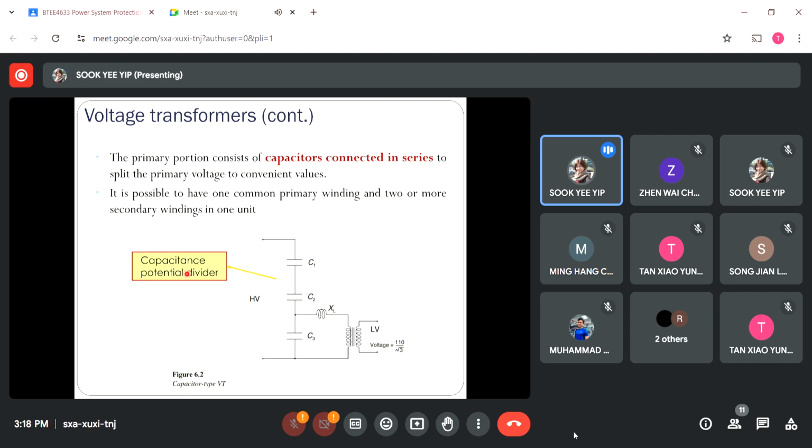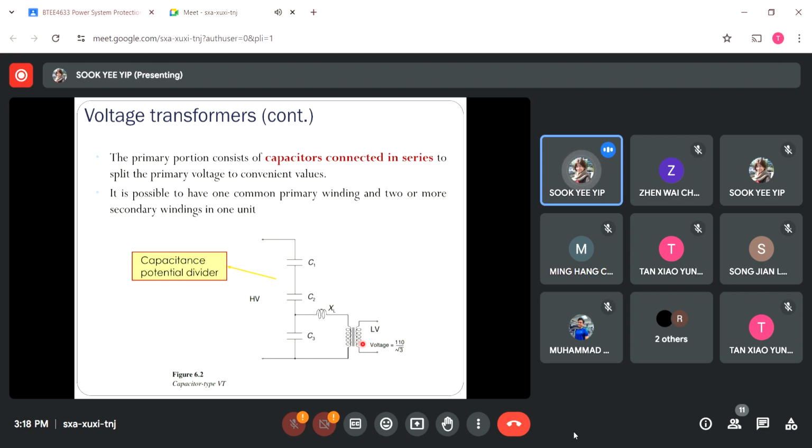In such a case, we'll notice that whenever we use a number of capacitors in series, we are actually able to split this high voltage value to a much smaller value, or to any convenient value. And after this, the transformer winding here further reduces the voltage value at the secondary side based on the ratio. What is the VP over VS ratio?